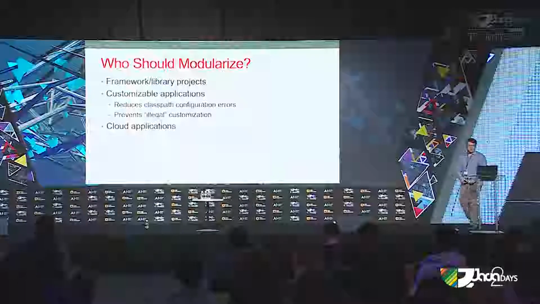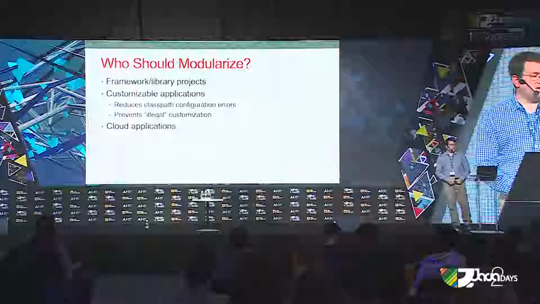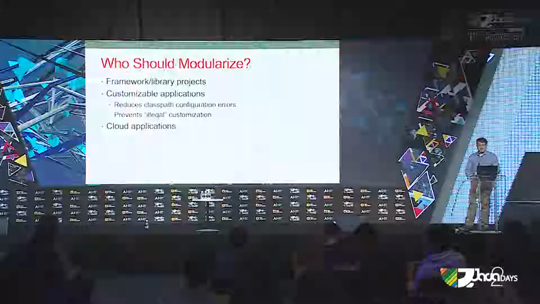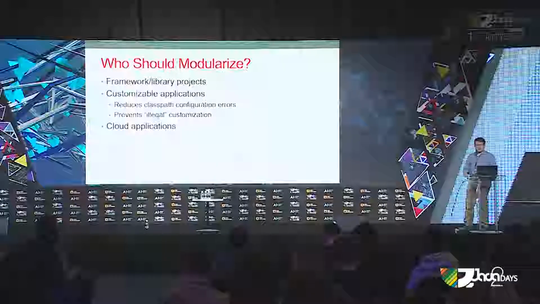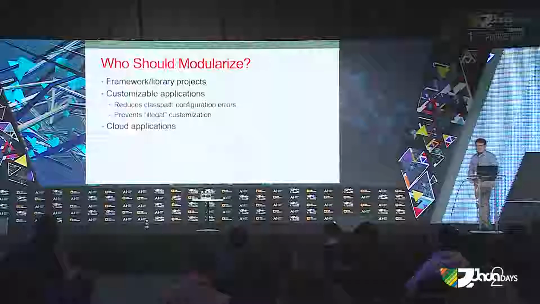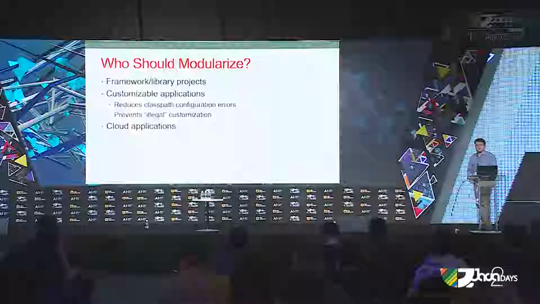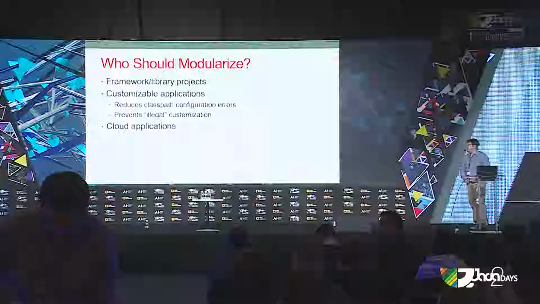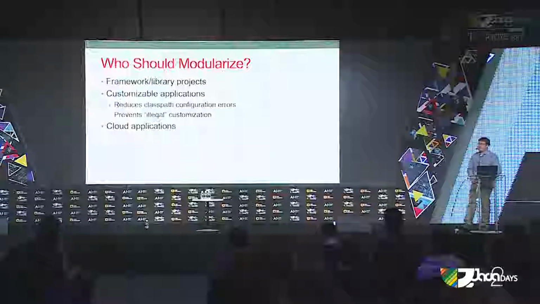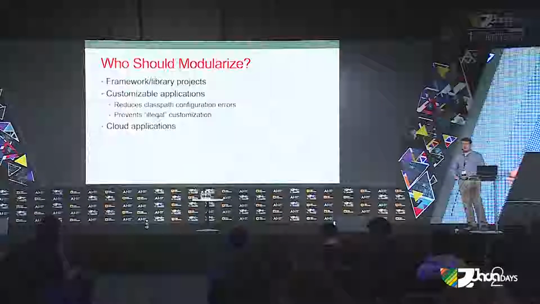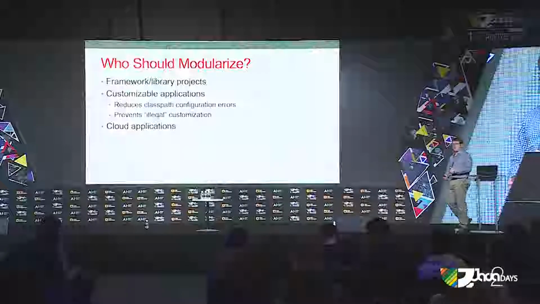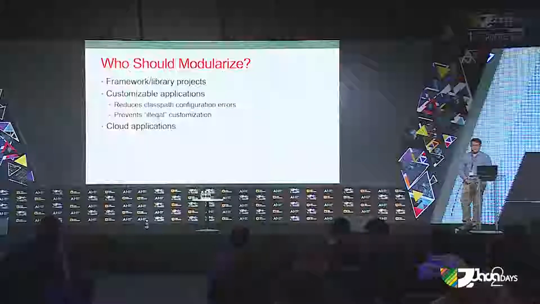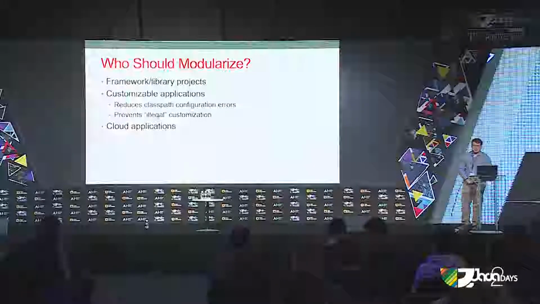So who should modularize? Well, obviously framework and library projects stand to benefit the most, in terms of isolating and being able to protect what you want somebody using a library to be able to leverage and drill into. Also customizable applications, so it reduces the chances of Classpath configuration errors. If you have a third-party integrator working with your application, you don't have to worry about them adding a dependency to your application that breaks it or causes bugs. And also preventing illegal customizations.